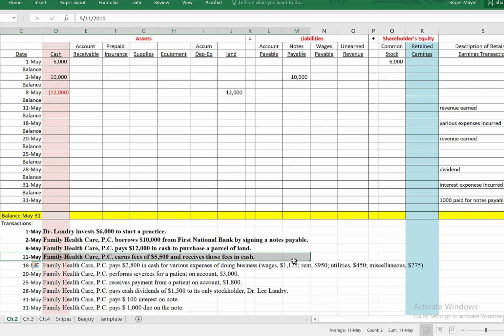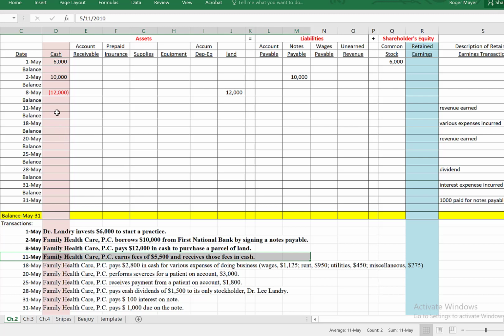So on May 11th, Family Healthcare earns fees of $5,500, and these fees are paid in cash. If they earned fees, they generated revenue. Revenue is an increase in retained earnings, and this was paid in cash. Therefore, we have an increase in cash.